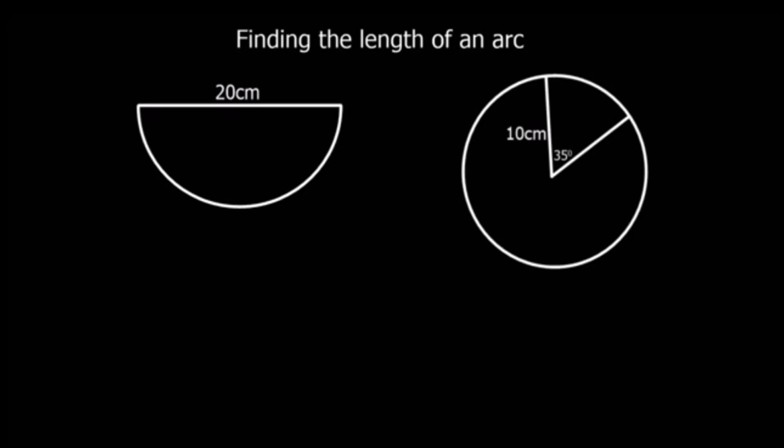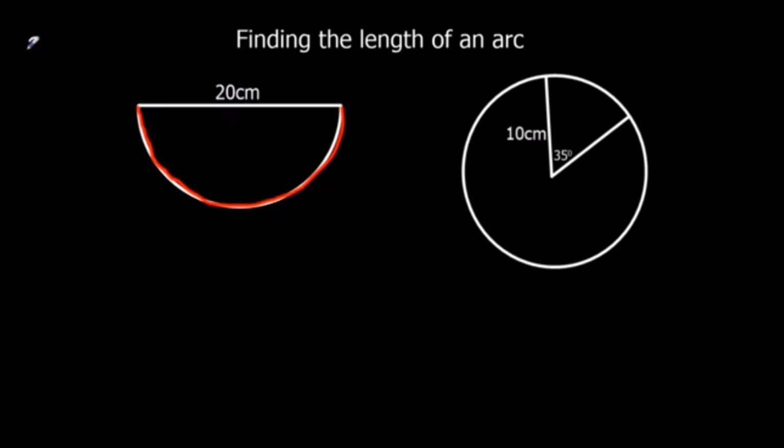In this video we're looking at finding the length of an arc. An arc is part of the circumference of a circle. In this case we've got a semicircle and the arc is the curved bit, the part of the circumference of the circle. So when we've got half a circle, all we've got to do is find the circumference of a circle and halve it.